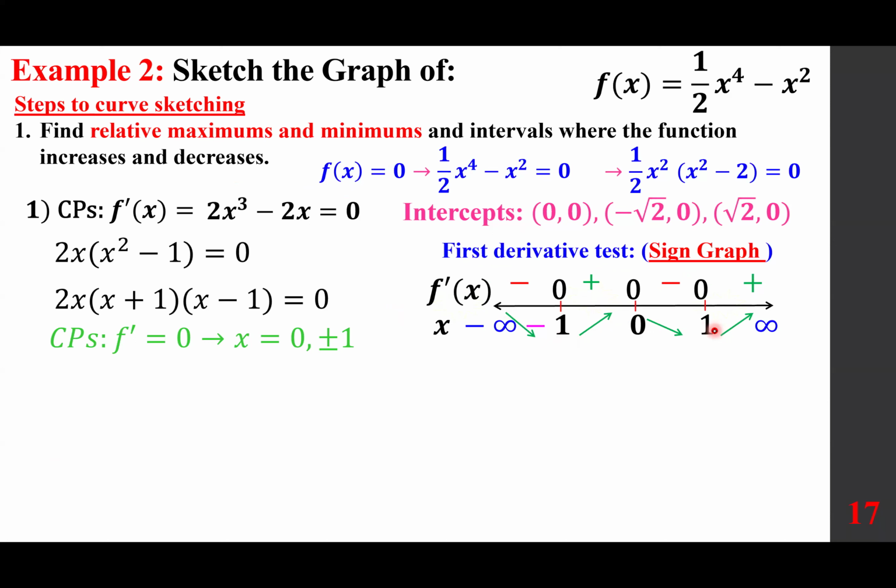So, 0, I don't have to do the evaluation. It's been already done for me, 0, 0. So local max is equal to the y coordinate, which is 0 at 0, 0.